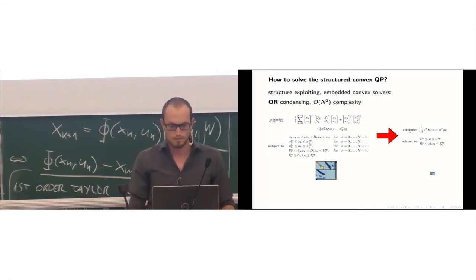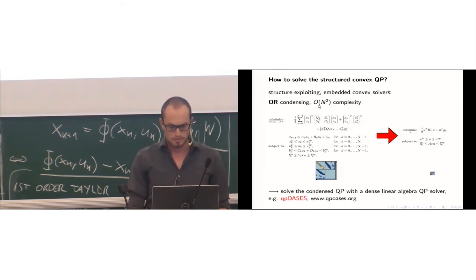We instead do the condensing to eliminate all state variables and solve a QP that is much smaller, like this one, but then completely dense. So we lost all sparsity, but we lost all sparsity by exploiting it in a sense. But this exploitation, compared to structure exploiting convex solvers, scales quadratically with N.